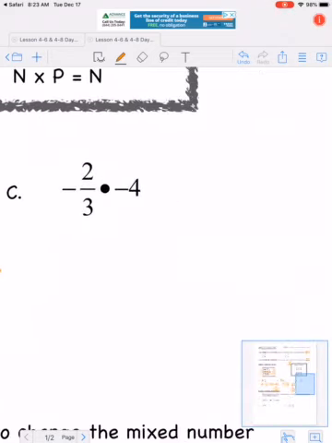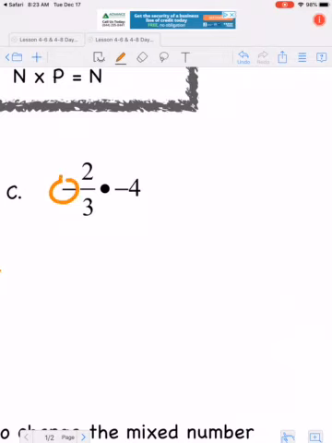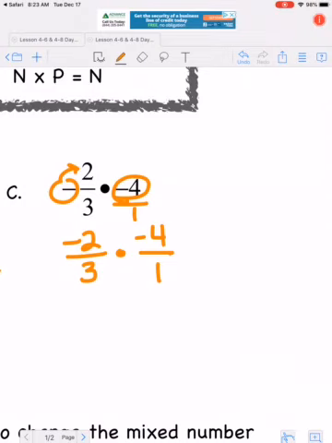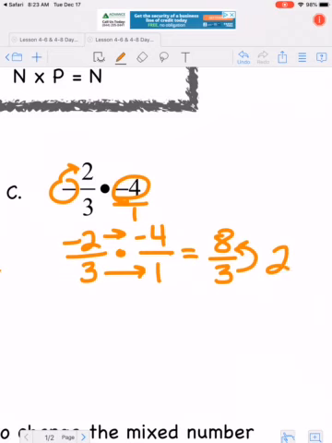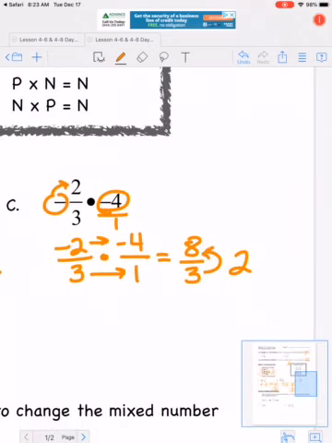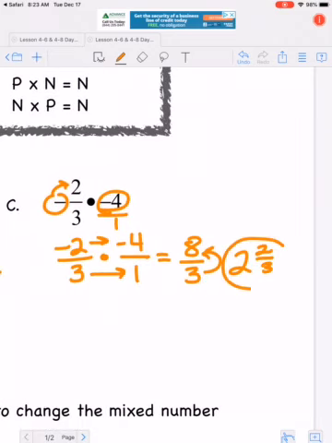Okay, and then letter C. We're going to take our negative sign, put it into the numerator, so we get negative 2 all over 3 times, then we're going to take our negative 4 and make a fraction. So we're going to put it over 1, so negative 4 over 1, and then go ahead and multiply straight across. So we get 8 over 3. How many times can 3 go into 8? You would say that's 2. And then there are 2 out of 3 left over.